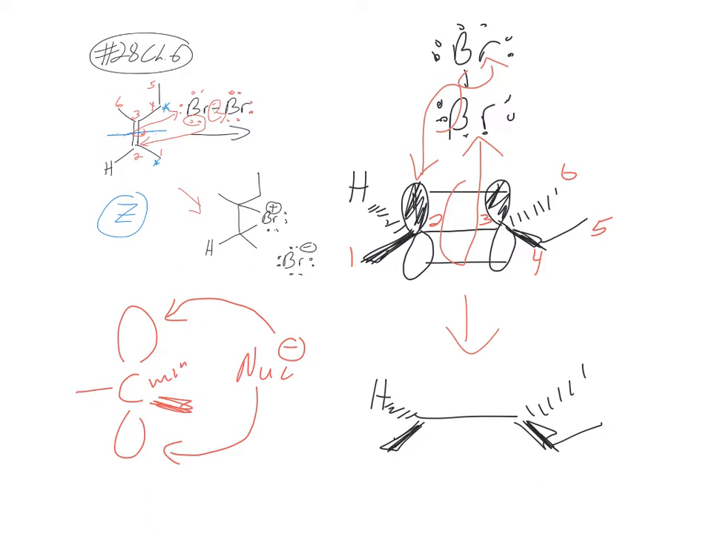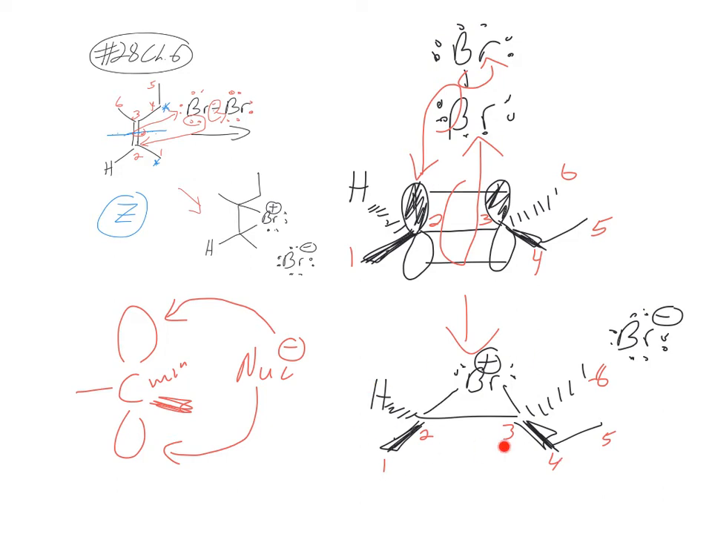Number my carbons. 1, 2, 3, 4, 5, 6. And the bromine here is now on the top. And we still have Br minus. Right? So that's one face of the alkene. Could the bromine have also come from the bottom side? Would that have given something different than this bromonium ion? What bromonium ion would it have made?